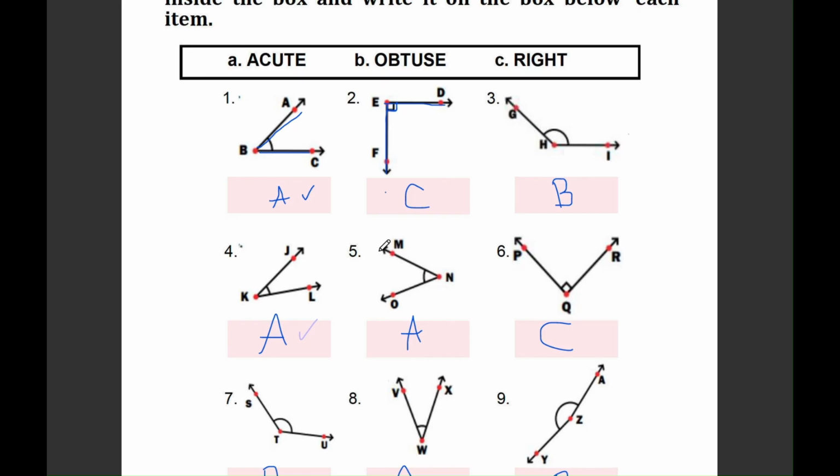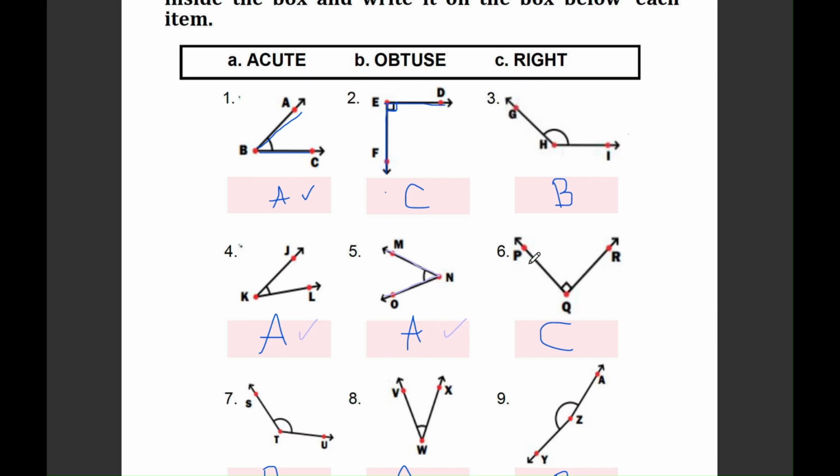Types of angles, number 5. Blank, classify the angle. Options: A, acute; B, obtuse; C, right. Why not? B is greater than 90 degrees. C is equal to 90 degrees. Answer A, acute. Formula or reason: the angle is less than 90 degrees.